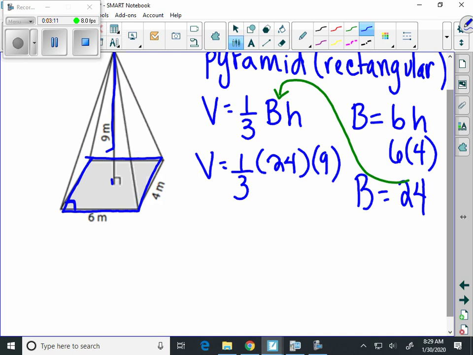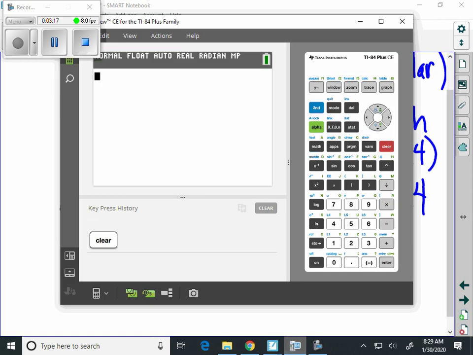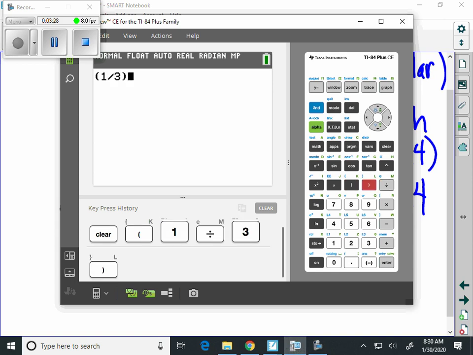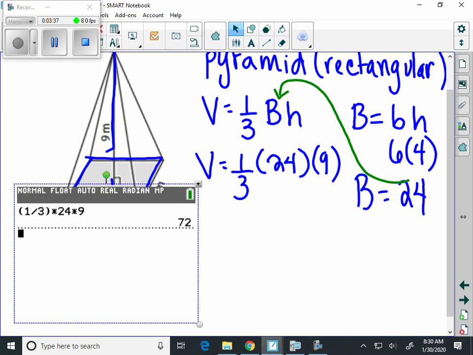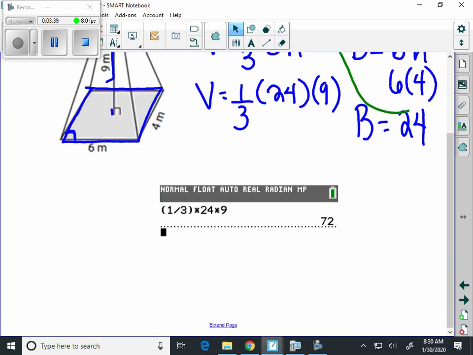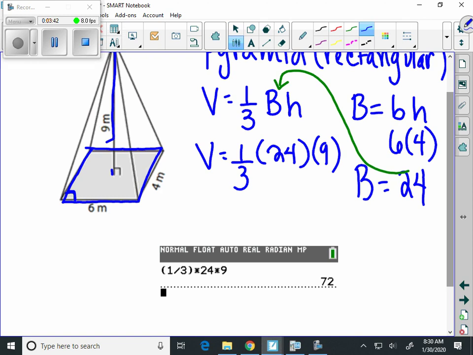And then we take decimals. We take our calculator, and we type this in. Remember, when you're using the calculator, you don't have to have a fraction button. It's much easier on decimals, especially if you have an iPad, but you can do 1 divided by 3. There's the 1/3 times 24 times the height, which gives us 9. And when we look at that, that gives us the volume of our pyramid here. It's 72. And our units, again, when we measure volume, are going to be cubic units.